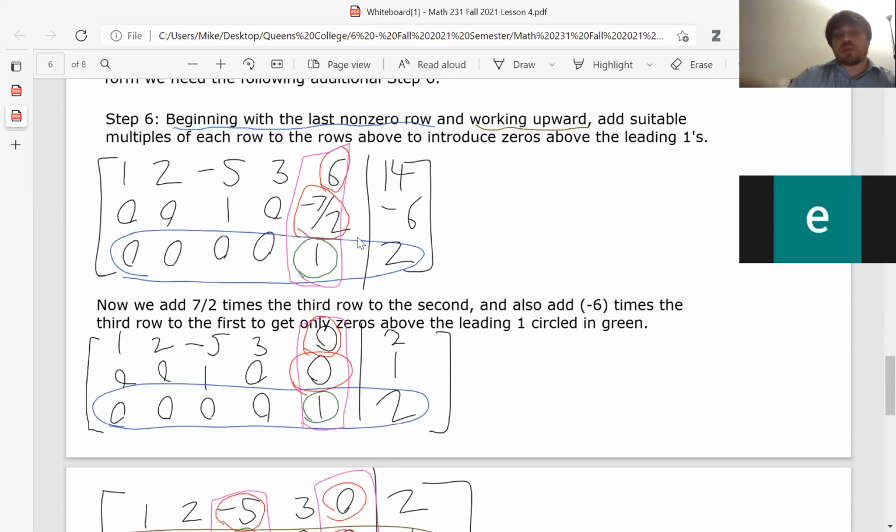In step 6, you start with the bottom row. You locate the leading 1 in that row. You then look at the column it's in. You look above it, and you get all the entries above it to be 0.